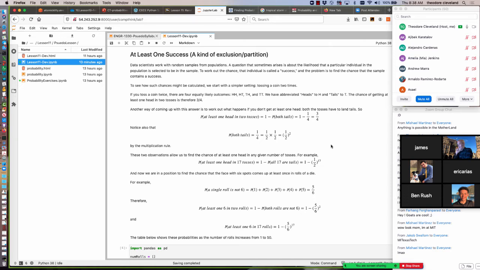So now we have a logic tool to find the chance that the face with 6 spots comes up at least once in a roll of a die.